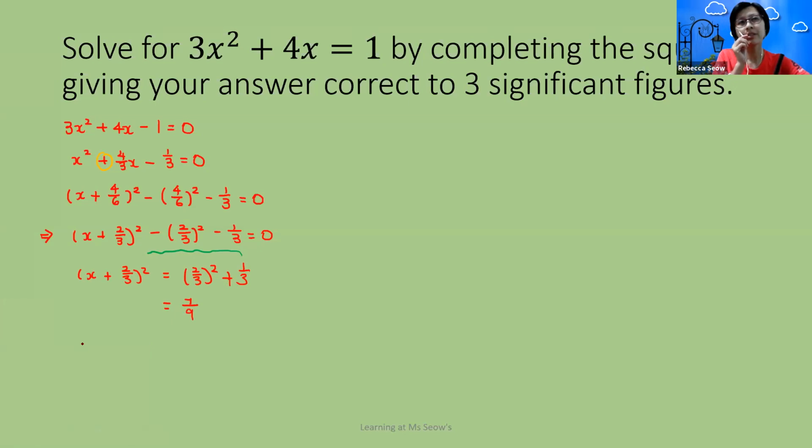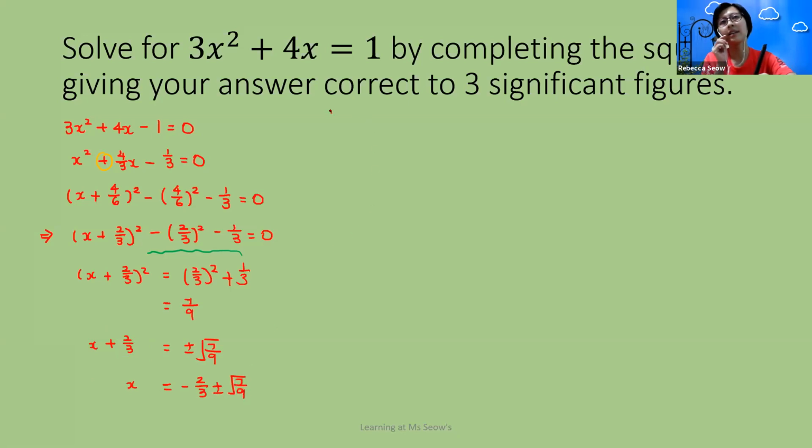Similar to the previous question, at this point, we will take square root on both sides. Plus minus square root 7 out of 9. In fact, I think on the left-hand side, we could leave out the brackets, not necessary anymore. We make x the subject on the left-hand side. So we bring 2/3 over to the right-hand side. It becomes minus 2/3.